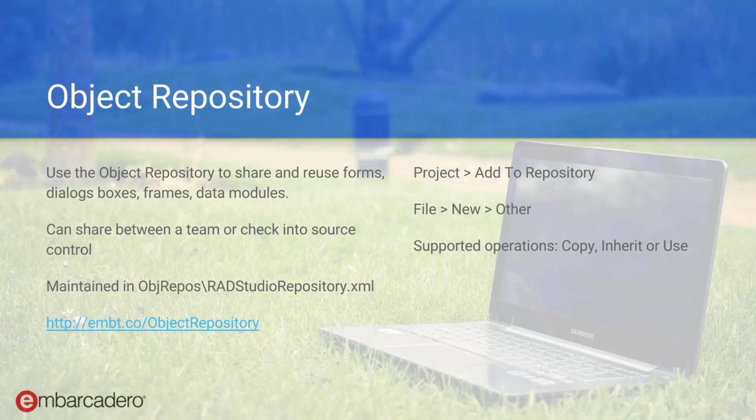So check out the object repository. There's a link there for more information. It's a great way to leverage not doing the same thing over and over again. It's kind of like live templates. Live templates are about code. Object repository is about the whole form, data module, etc.